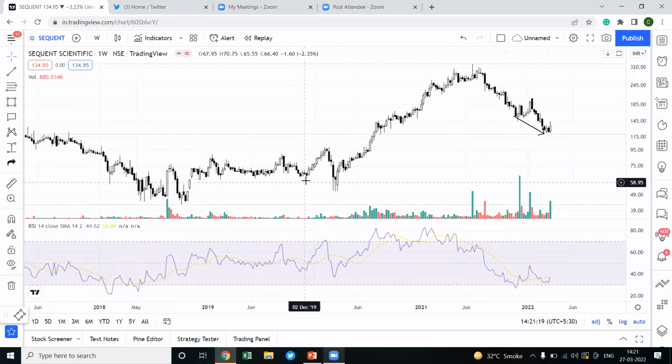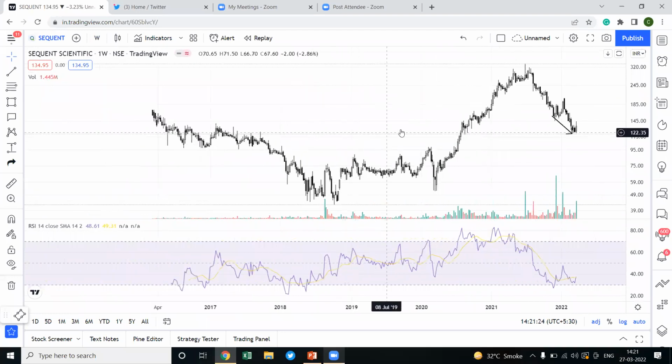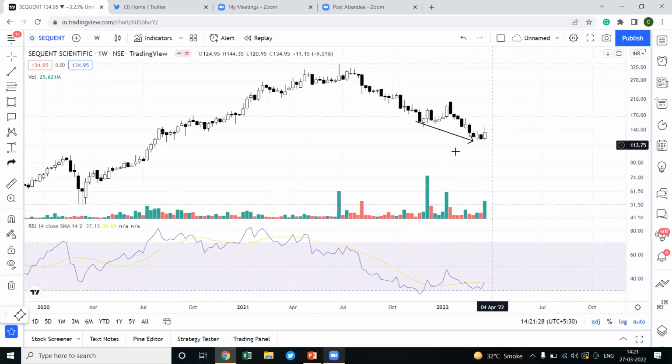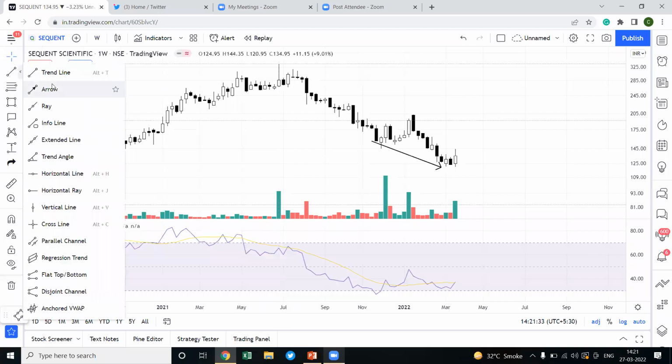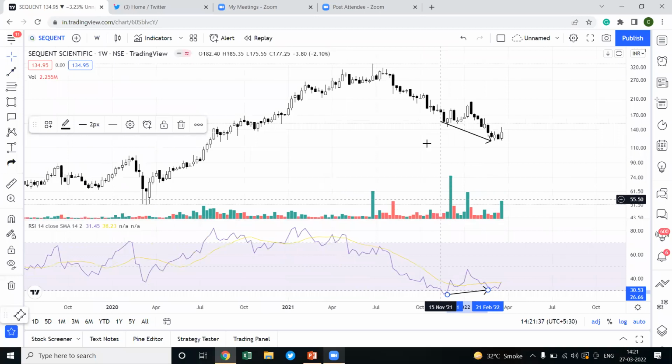So over here you can see that Sequent Scientific had a good support. This was a resistance level. It went to 300 levels, and right now it is trading at 120, 125 levels. But as you can see, although the price action was moving down, the RSI is going up, which means that the sellers don't have the strength anymore, which is again coinciding with the support levels.